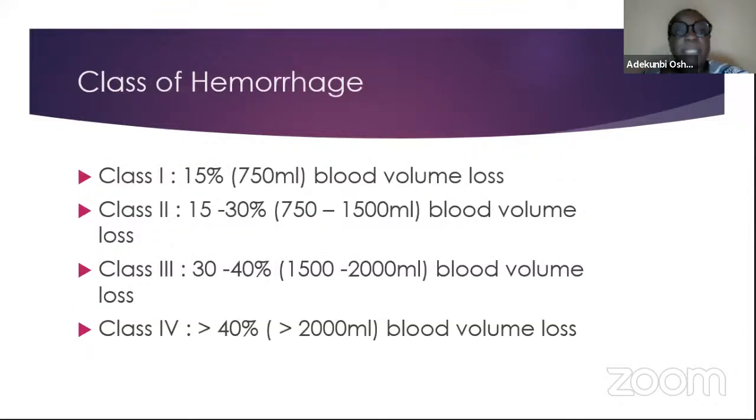Now, talking about the class of hemorrhage, this will determine how much resuscitation, how much fluid, how much blood needs to be given to this patient. Class 1, blood loss up to about 750 mils. Class 2, 750 to 1,500 mils. Class 3, 1,500 to 2,000 mils. And class 4, greater than 2,000 mils of blood volume loss.